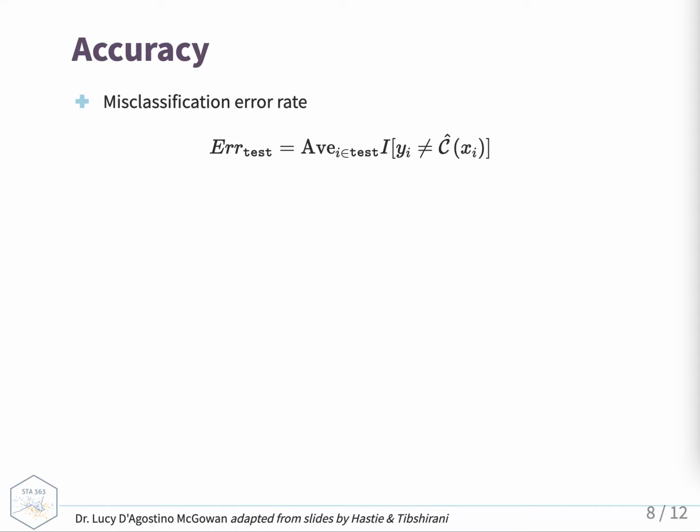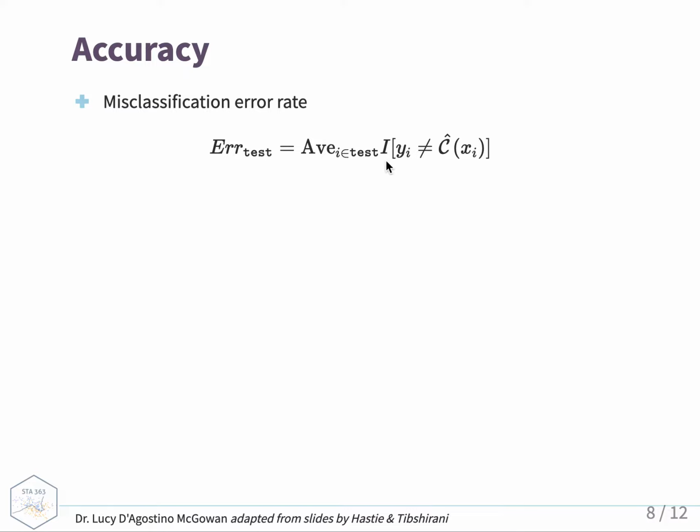Accuracy. If we're doing this in the classification setting, instead of measuring mean squared error like we did in the regression setting, we're going to be measuring the misclassification error rate. What this equation means is we're taking the average over the test sample. Of course we're doing this over the test sample, because if it was over the training sample, then we would end up overfitting our model if we optimized that.